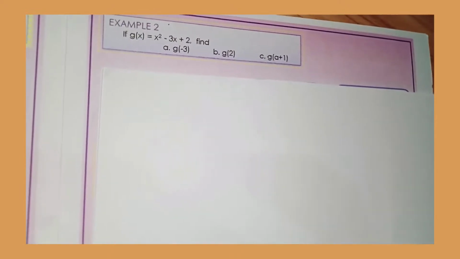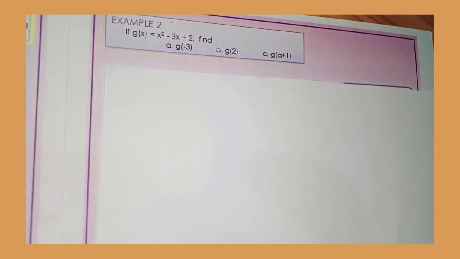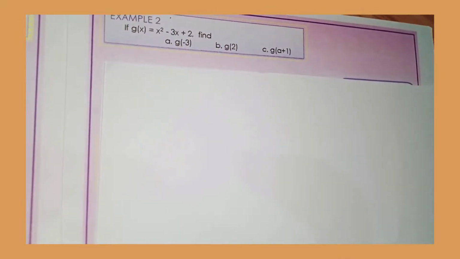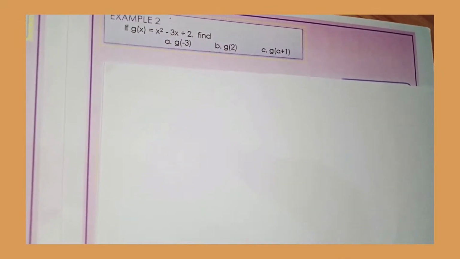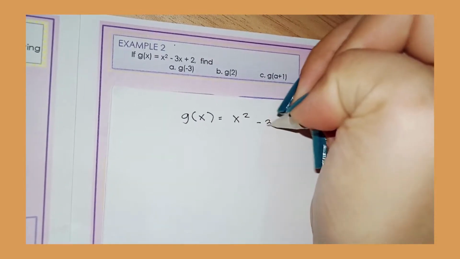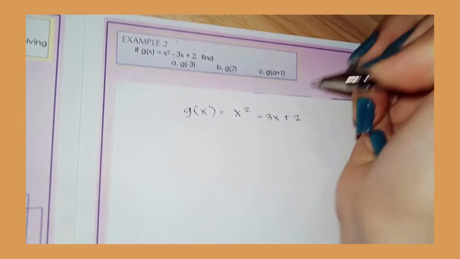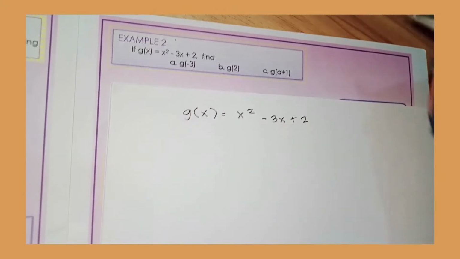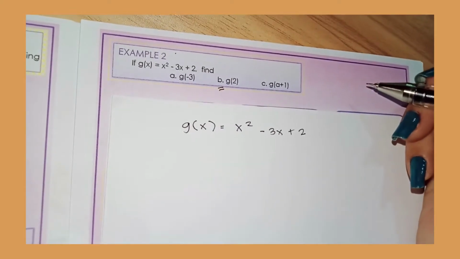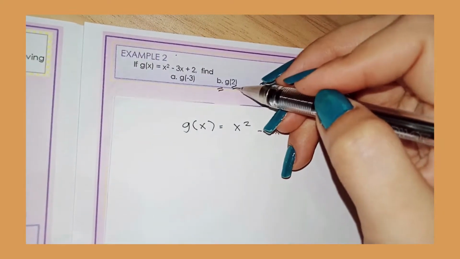Let's now proceed with example 2, letter B, which is G of 2. So, first thing to do, we need to copy the original equation, which is G of x is equal to x squared negative 3x plus 2. Next thing to do, since nasa letter B na tayo, lahat ng x, papalitan ko siya ng 2.